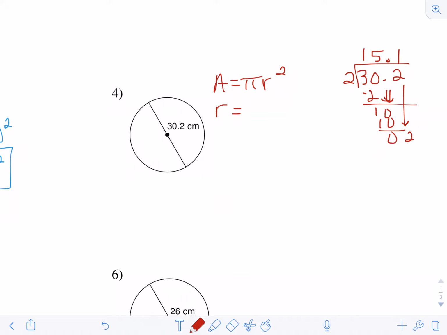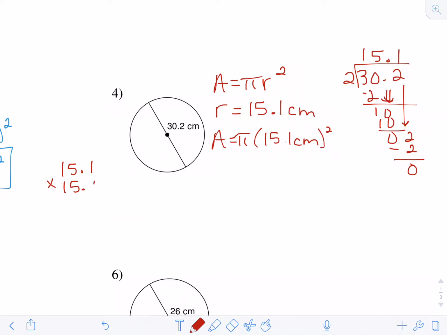2 goes into 2 one time. 1 times 2 is 2. When I subtract that, that gives me my remainder of 0. So my radius here is 15.1 centimeters. So I'm going to plug that in. Area is equal to pi times 15.1 centimeters squared. And so that means I have to do 15.1 times 15.1.